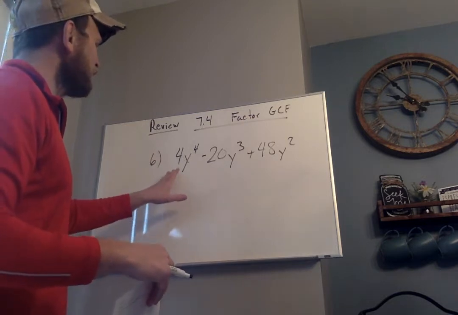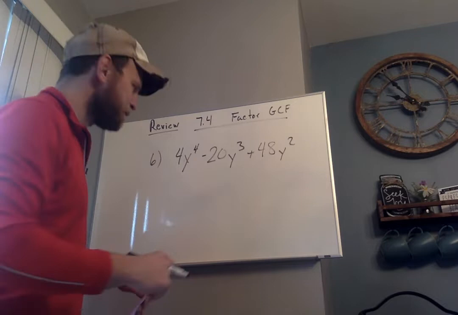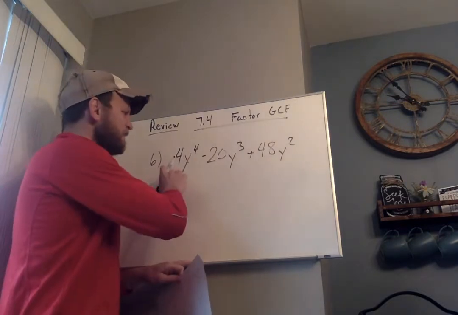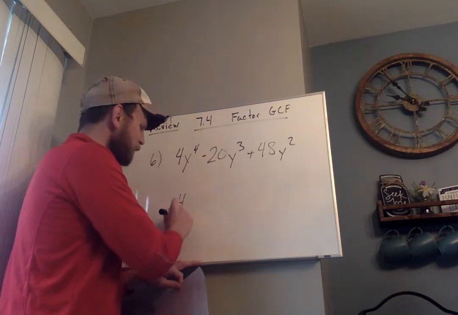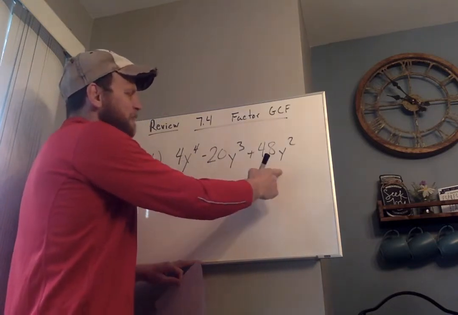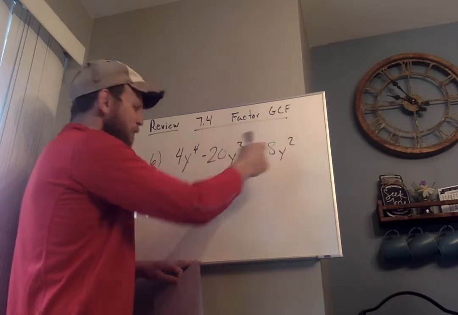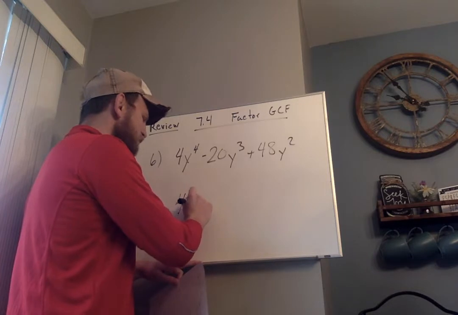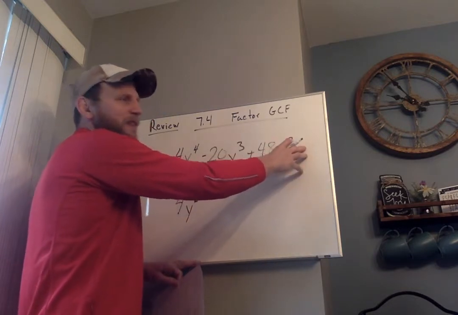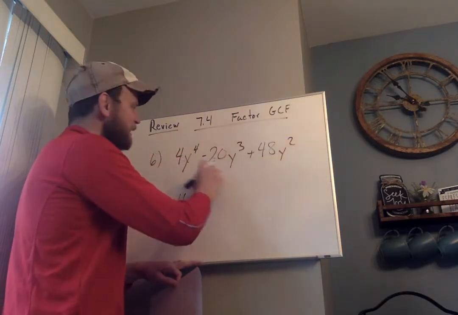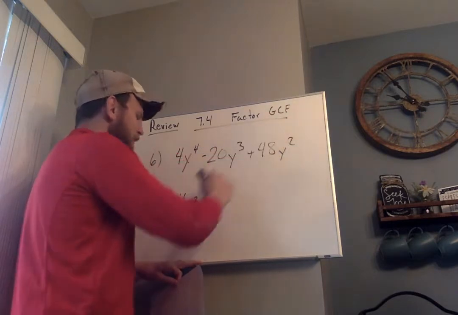And then I have numbers in each of them. So I'm looking for the number that goes into 4, 20, and 48. I think it's easy to see that 4 goes into 4, 4 goes into 20, and 4 goes into 48. So I'm going to pull out a 4. Now the y's. This one has exponents 4, 3, and 2, so they all share 2. A little trick is you take out the smallest exponent. So I'm going to pull out a y squared.